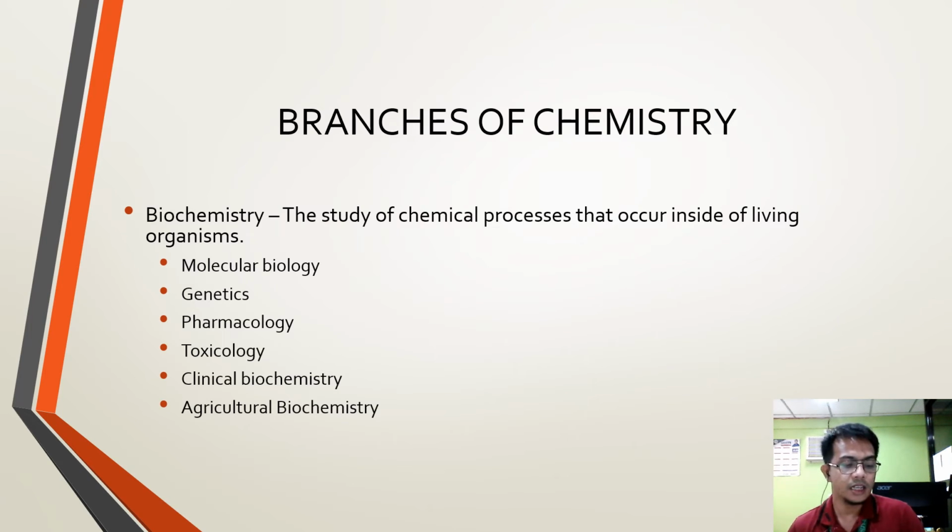Next is the clinical biochemistry, the study of the changes that disease causes in the chemical composition and biochemical processes of the body. And the last one is the agricultural biochemistry, the study of chemistry that occurs in plants.